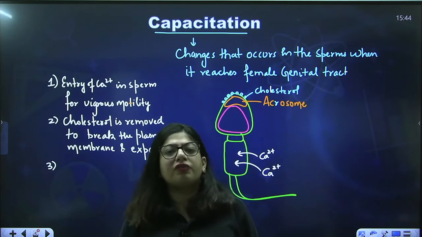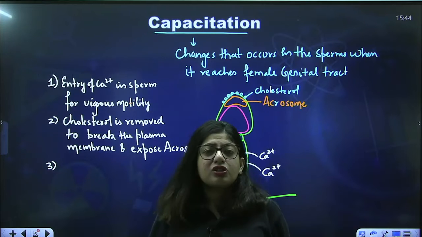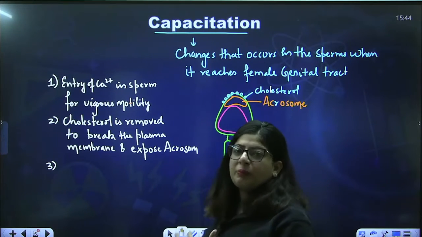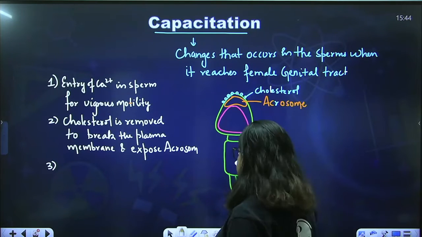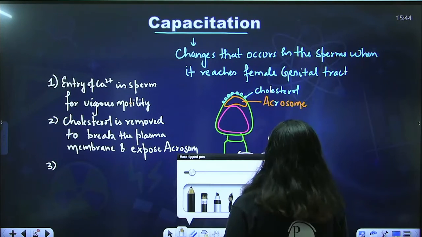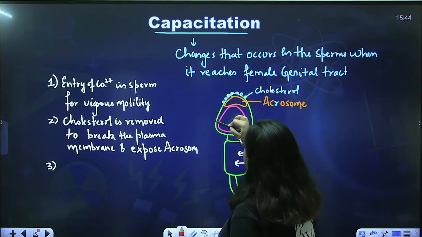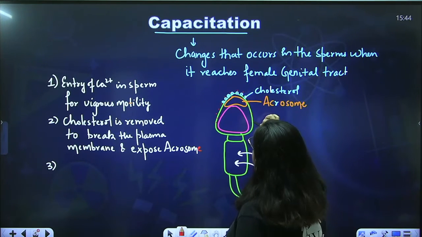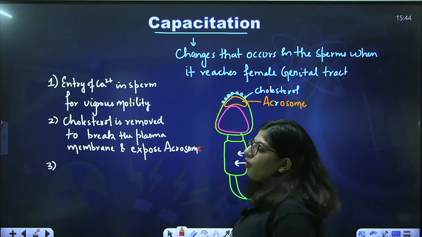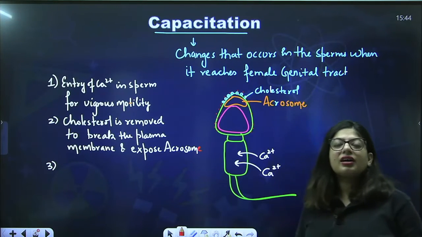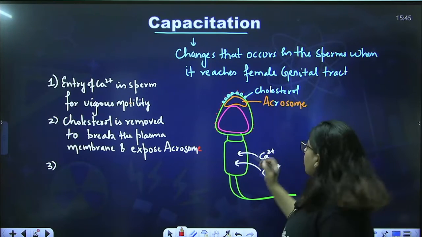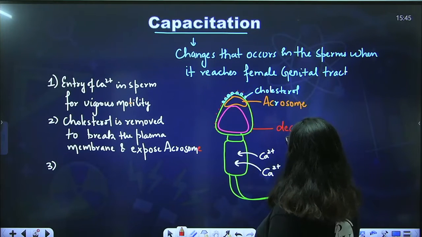I have told you, it is in quite an inactive stage, right? So what makes it inactive? When the sperm is passing through the epididymis, the epididymis secretes some decapacitation factors. What factors? Decapacitation factors. These decapacitation factors are present on the surface of the sperm. As a result, a sperm is not able to do all these changes, right? So what are these? Decapacitation factors.